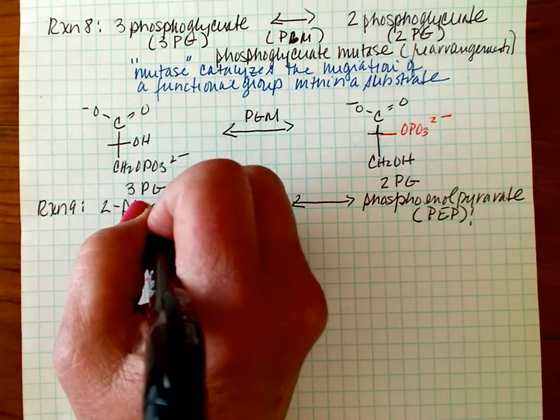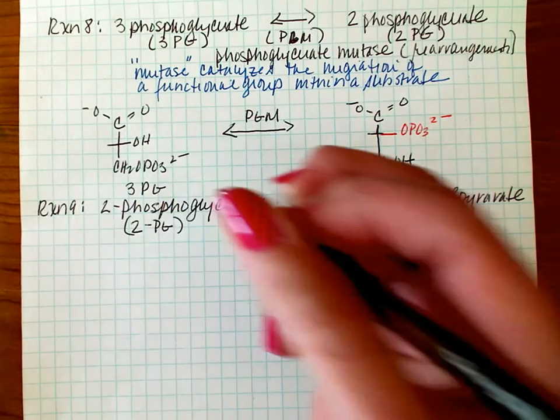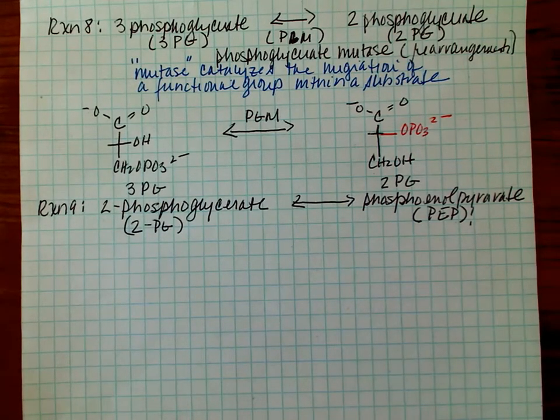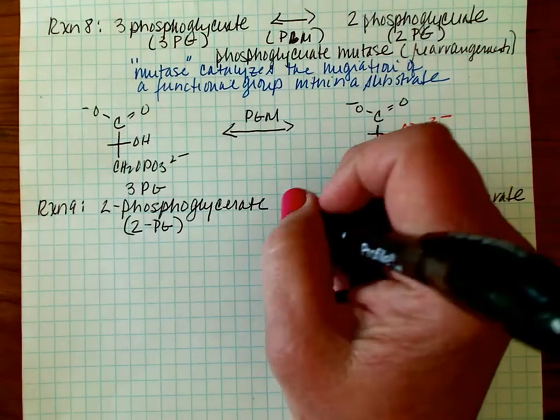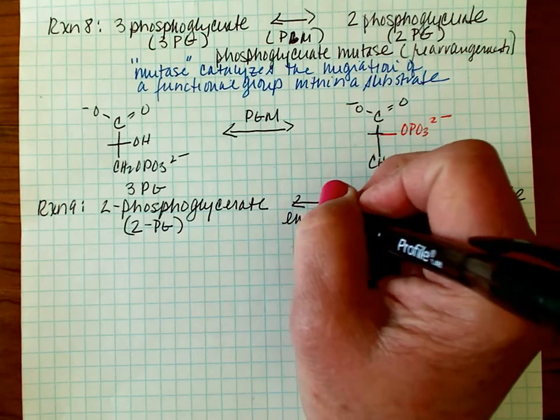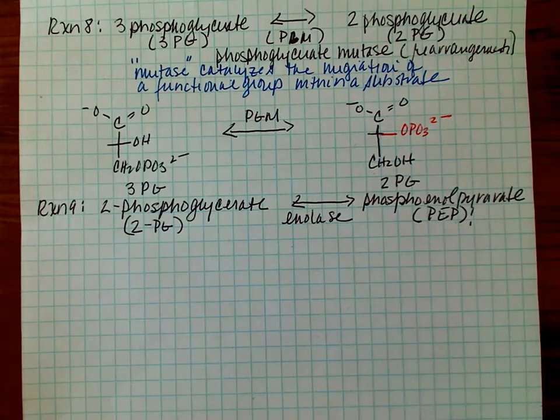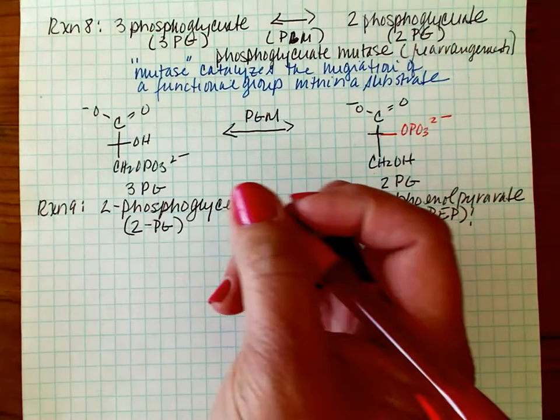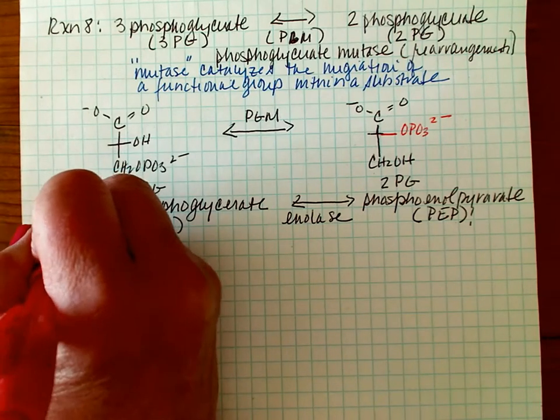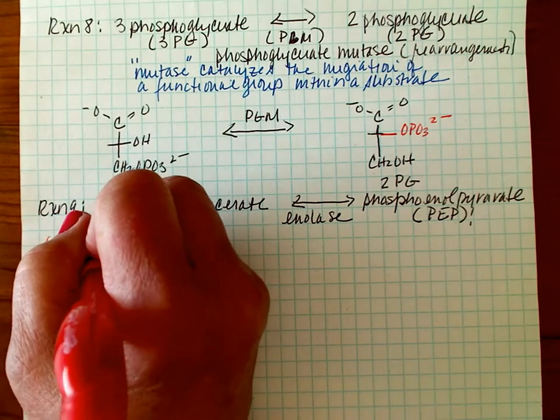So 2PG is converted to PEP, and the enzyme here is enolase. Basically, this is a dehydration of 2PG to form a double bond, which will release more energy when it is hydrolyzed. So we're introducing a double bond into this molecule. And as I said, this is formation of a second high energy intermediate.